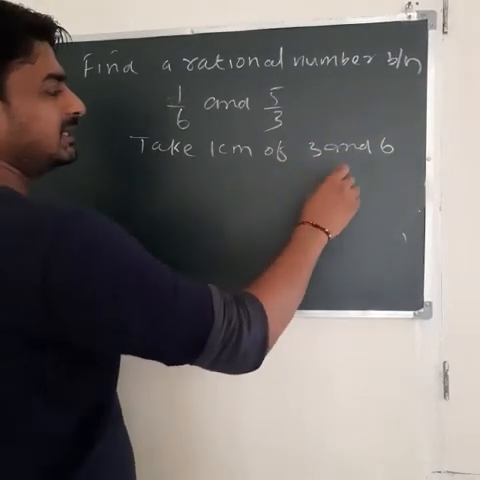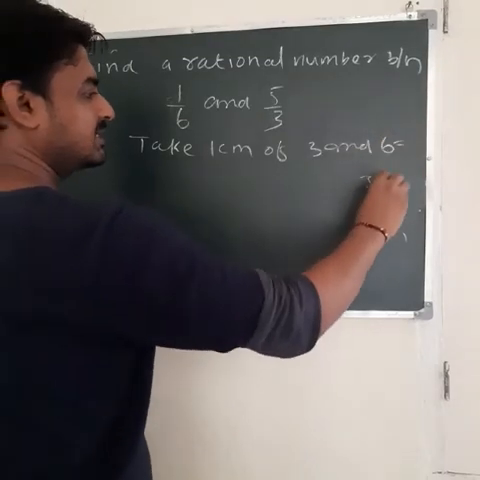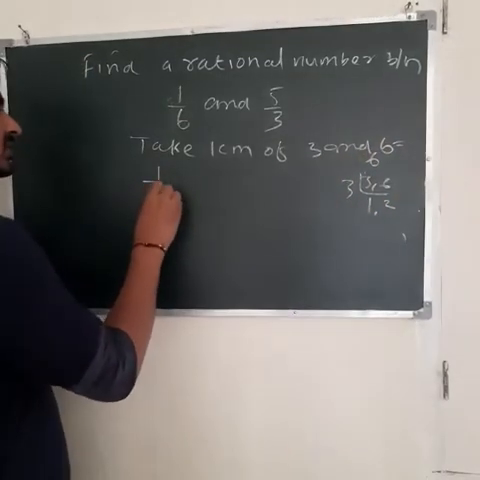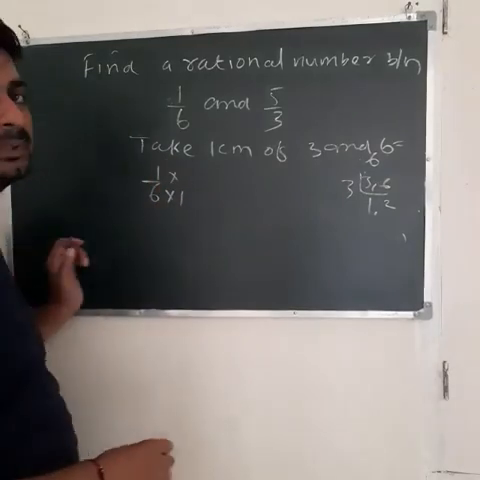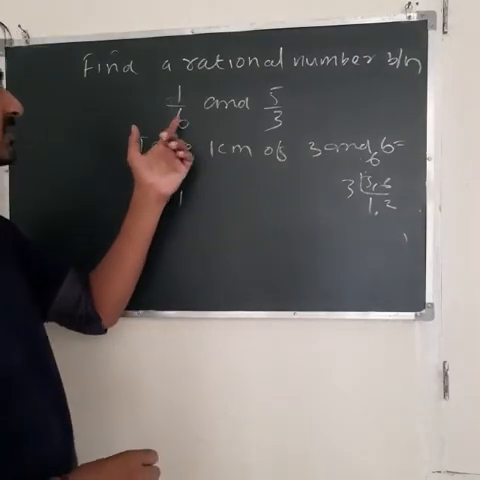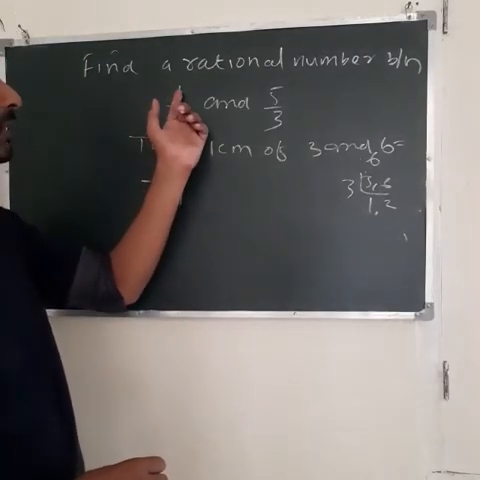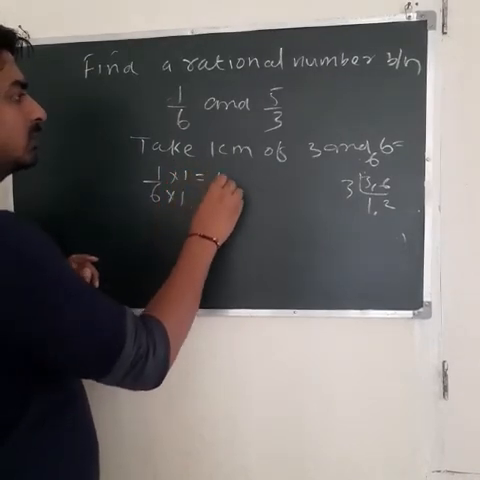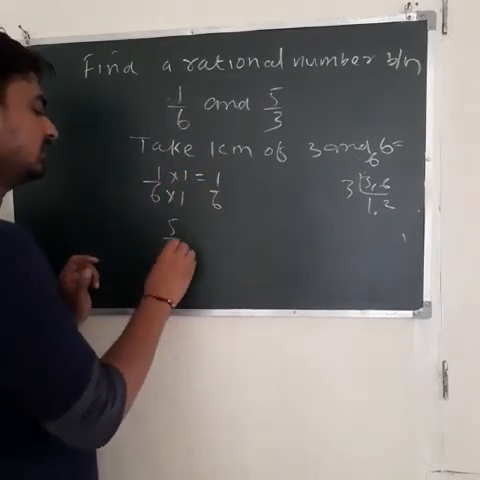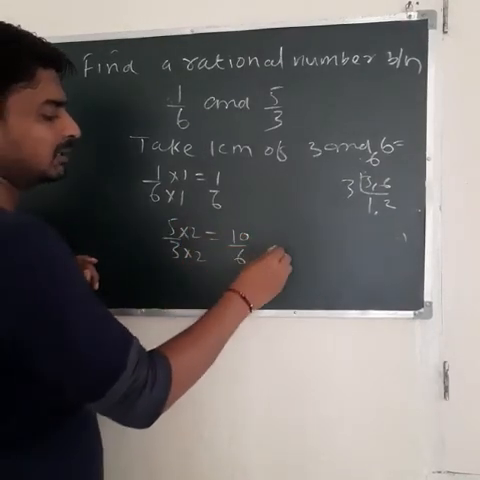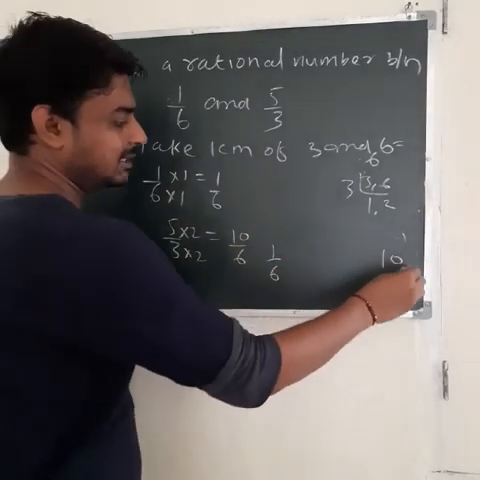The LCM of 3 and 6 is 6. So for 1 upon 6, we multiply both the numerator and denominator by 1, giving 1 upon 6. Now 5 upon 3 multiplied by 2 over 2 equals 10 upon 6. Here is 1 upon 6 and here is 10 upon 6.